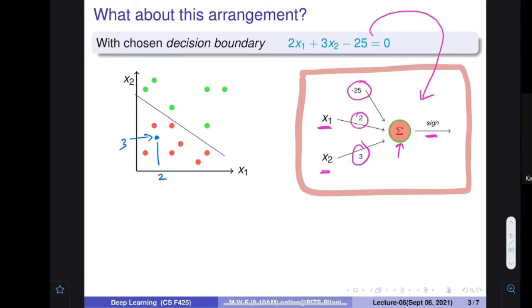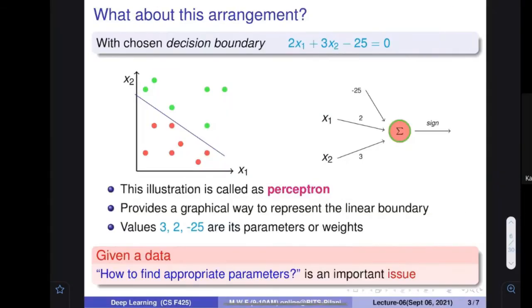This particular diagram has a name. What is the name? Perceptron. Okay, the name is perceptron. Now, I hope you understood everything. I have a question for you. What is perceptron?